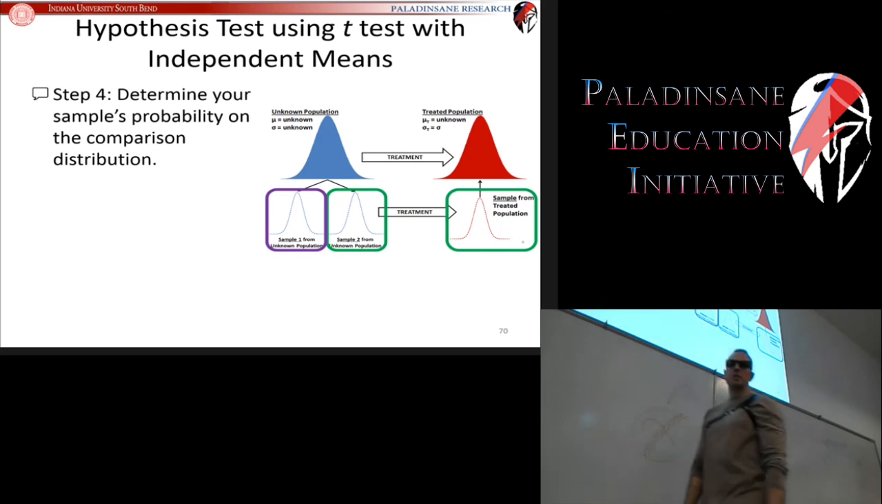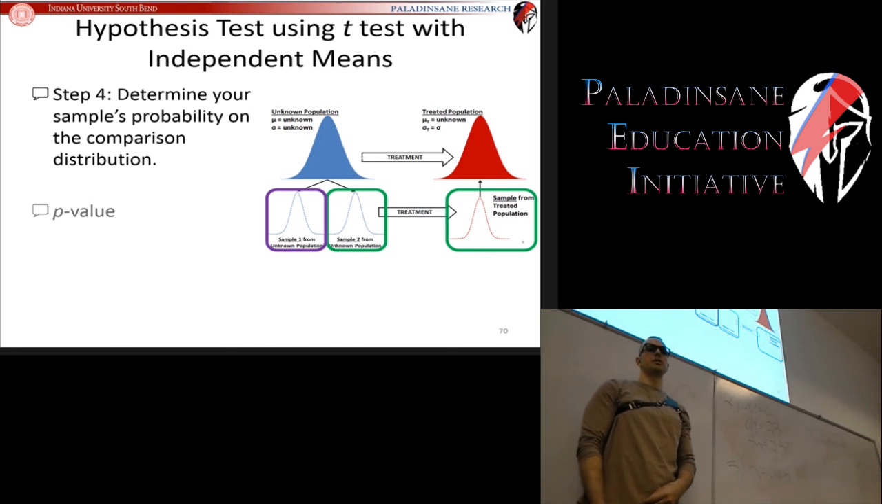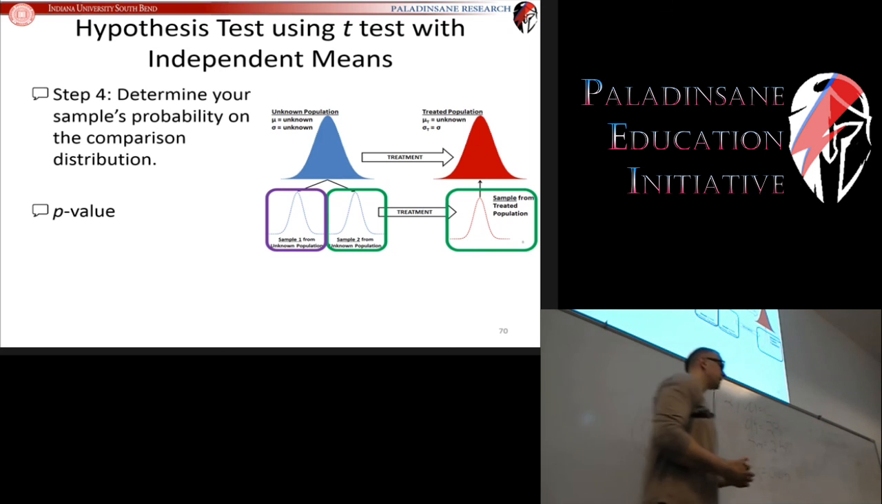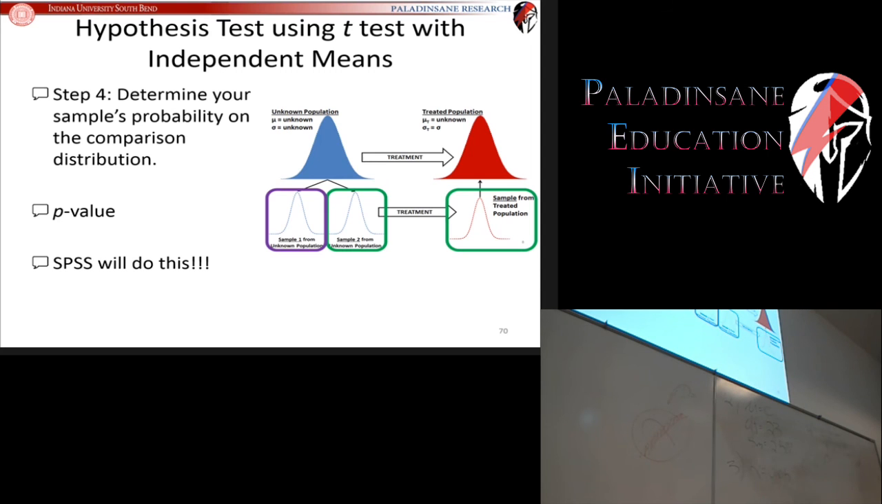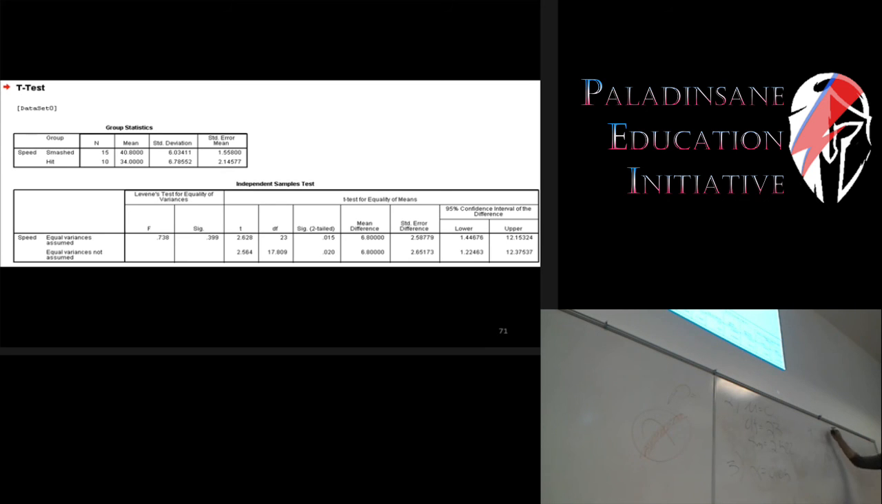All right, step 4, determine your sample's probability on the comparison distribution. That's your p-value. SPSS will calculate this for us. So, before we get to the p-value, just so you know for your homework where you can find your t-statistic for your sample, in this case, your t with 23 degrees of freedom statistic, that takes into account the mean difference. So this is the mean difference between the two samples. Take that, divide it by your estimated standard error, and you will get your t-statistic, which in this case is 2.628.